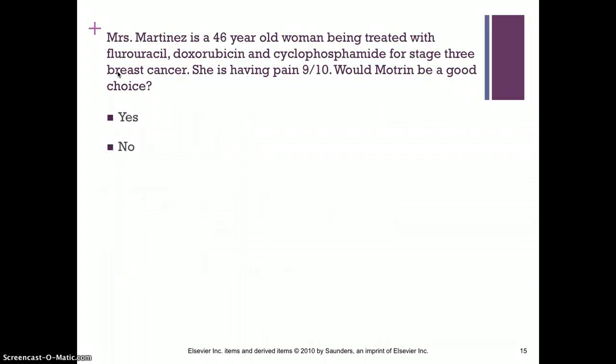All right, so let's look at this question. Mrs. Martinez is a 46-year-old woman being treated with fluorouracil, doxorubicin, and cyclophosphamide for stage 3 breast cancer. She is having pain 9 out of 10. Would Motrin be a good choice? Absolutely not, right? We obviously go back to that WHO ladder. She has cancer, right? Don't worry about what those 3 cancer medications are. Worry about the fact she has stage 3 breast cancer. We are going to make sure that she has an opioid on board. So morphine would probably be a good choice for her.